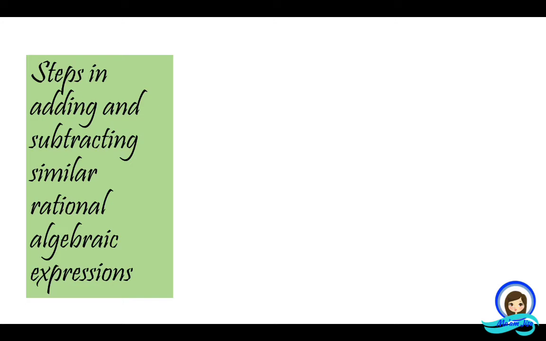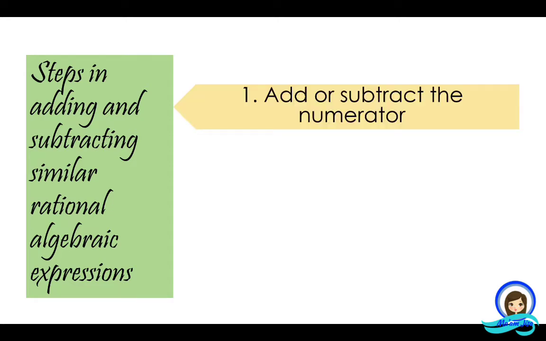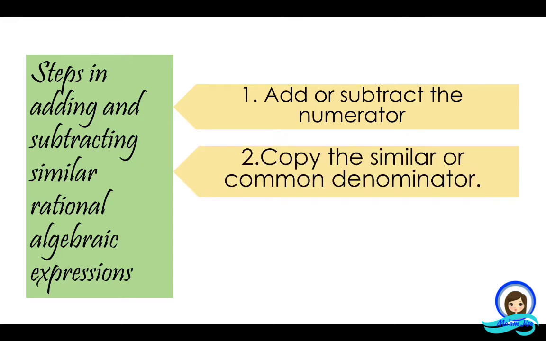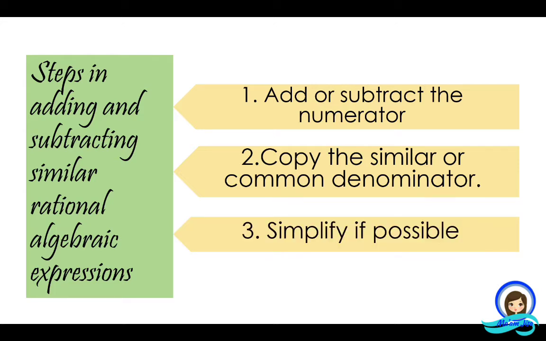So let me share with you the steps in adding and subtracting similar rational algebraic expressions. First, you need to add or subtract the numerator. Second step is to copy the similar or common denominator. And the third step is to simplify if possible.